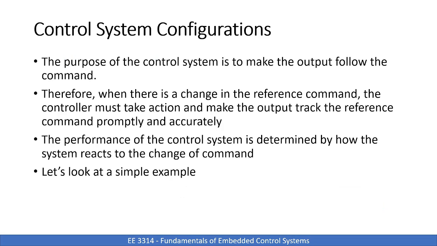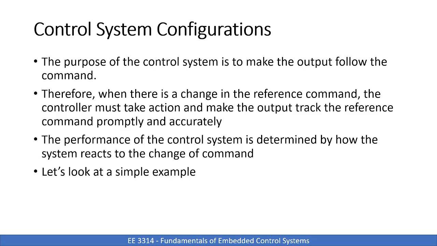Okay, so again, the purpose of the control system is to make the output follow the command. In other words, we want to zero out that error between the output and our command. So when there's a change in the reference command, we change the temperature on the thermostat or whatever, the controller needs to take that action on that new error signal and make the output track the reference command and zero out that error. So the performance of the control system is really going to be determined by how the system reacts to the change in a command.